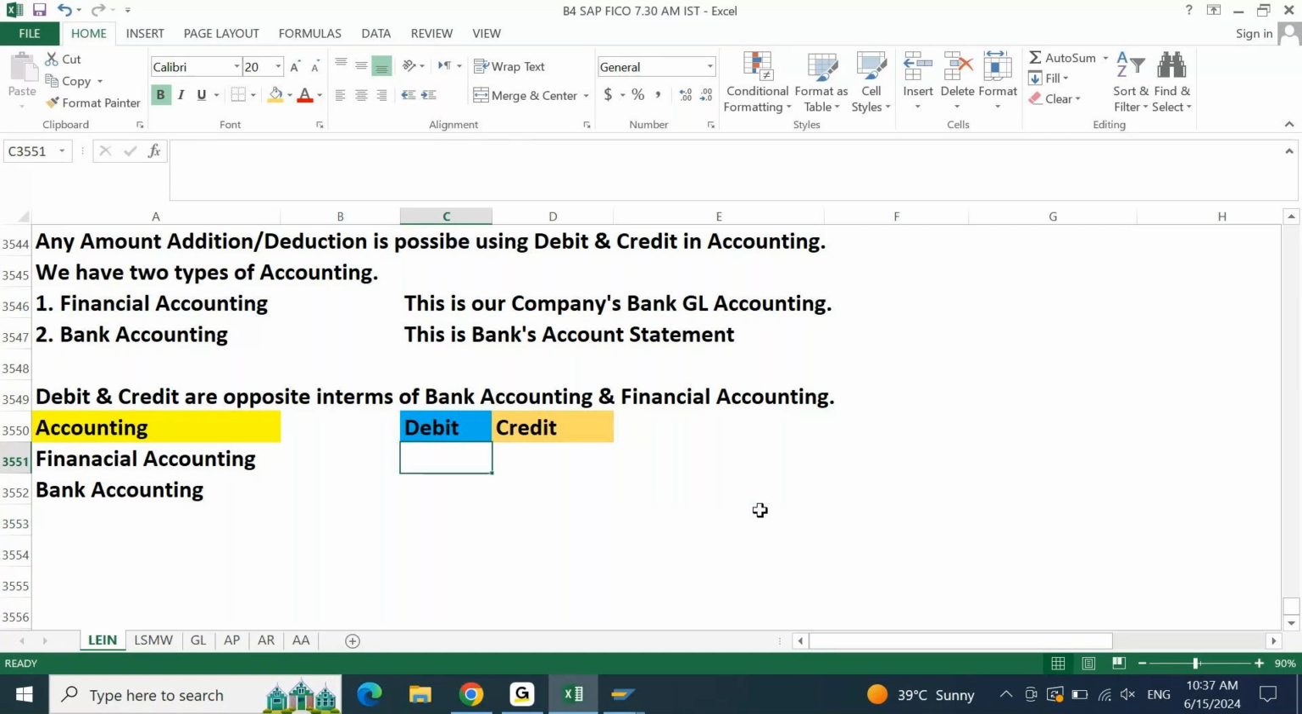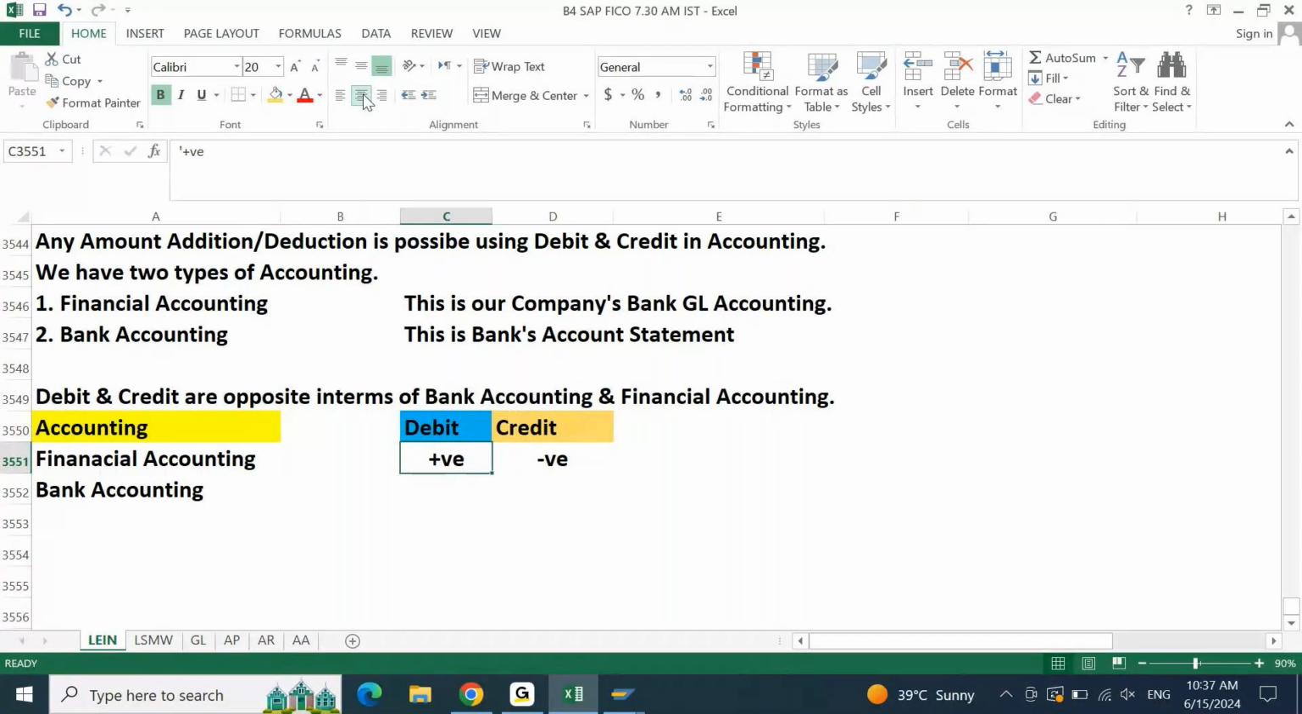If I say financial accounting, according to my financial accounting, debit is a positive number. Similarly, when I'm talking about financial accounting, credit is my negative number. The moment I talk about a negative number, I am going to represent credit in my financial accounting. When I say positive amount, I am going to represent debit in my financial accounting. The same debit and credit will act in reverse in your bank accounting. Whatever debit and credit you are understanding according to financial accounting, the same debit and credit will act as opposite in terms of your bank accounting.